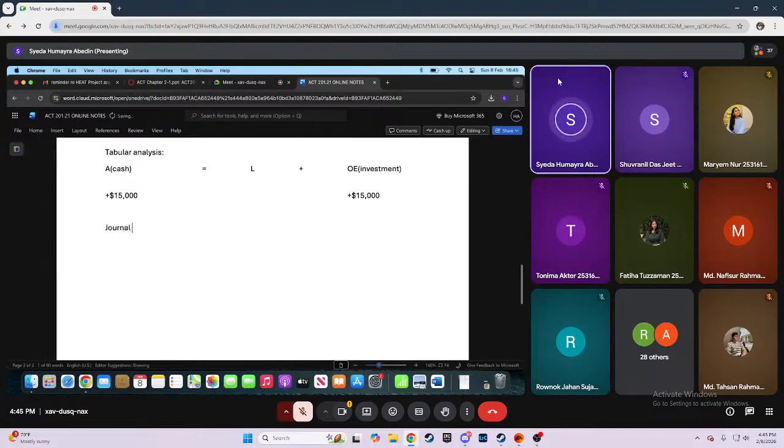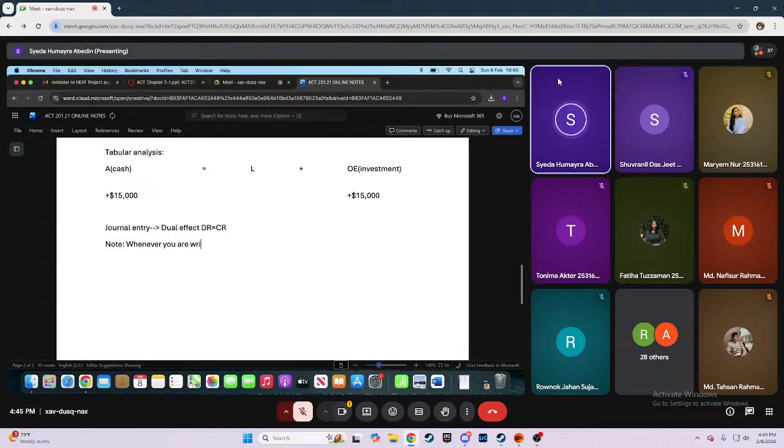Okay, now from here we will try to write the journal entry. Now remember, in the journal entry, we will always do this. Dual effect here means that if you write something on the DR, you also have to write something on the CR. Okay, and let me write down some notes.